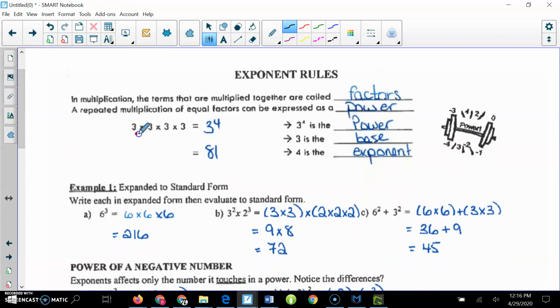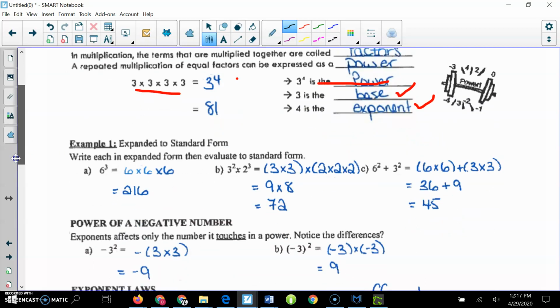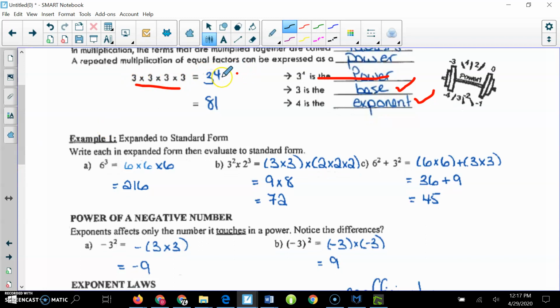So the rules are you have your base and your exponent. So here is your base 3, your exponent is 4, and we call the entire thing the power. But we don't really talk about this much. We talk more about the base and the exponent. And what this means, so 3 to the 4 is this. You can throw this in a calculator and get your answer.